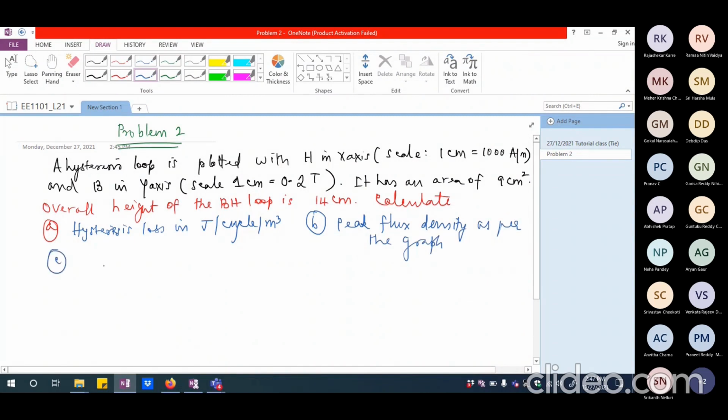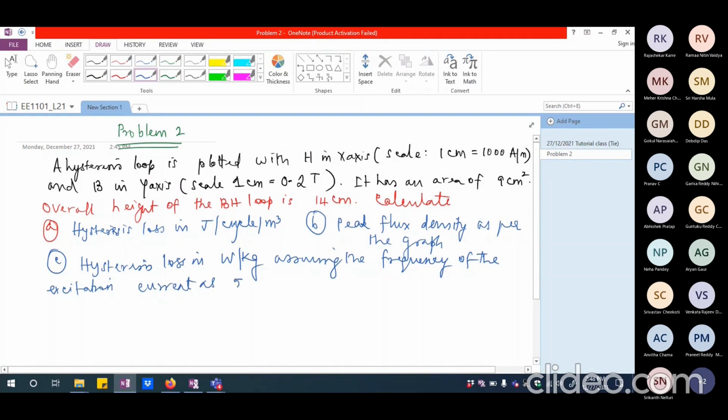C is hysteresis loss in watts per kg, assuming the frequency of the excitation current as 50 Hertz and the density of the material to be 7,800 kg per meter cube.